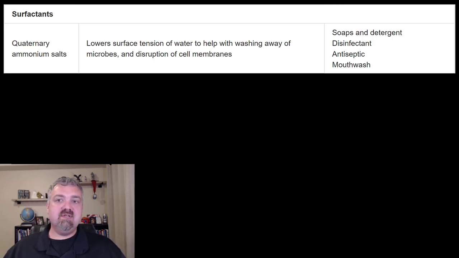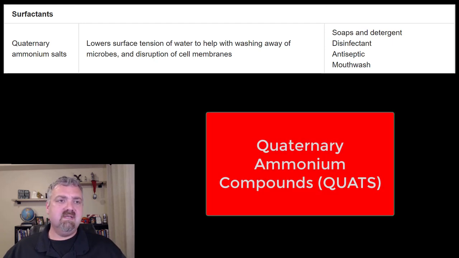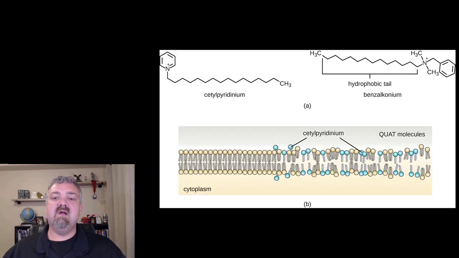All right, when it comes to the detergents, there are different types, anionic and cationic detergents, but we only care about one major group, the cationic detergents. I don't think it's a huge deal. This is a very important class of disinfectants called the quaternary ammonium compounds. You see them called the quaternary ammonia salts here. They're usually referred to as Quats. So when someone's talking about a Quat, they're talking about a quaternary ammonium compound.